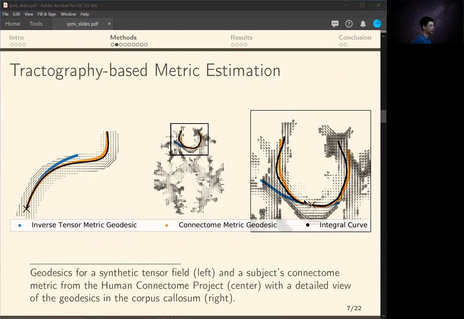So here is the result of our tractography-based metric estimation. You can see the blue curve is the geodesic running on the inverse tensor metric. The orange curve is the geodesic running on the connectome metric. The black curve is the tractography.